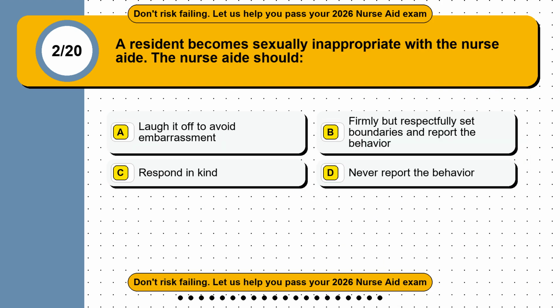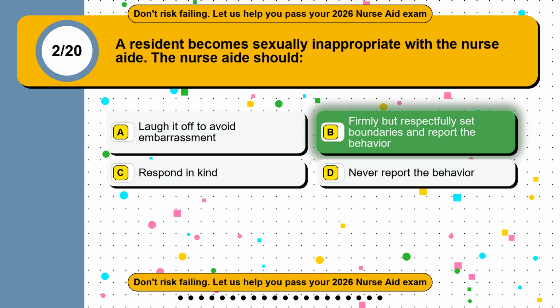Question 2. A resident becomes sexually inappropriate with the nurse aide. The nurse aide should: Option A, laugh it off to avoid embarrassment. Option B, firmly but respectfully set boundaries and report the behavior. Option C, respond in kind. Option D, never report the behavior. The correct answer is option B, firmly but respectfully set boundaries and report the behavior.